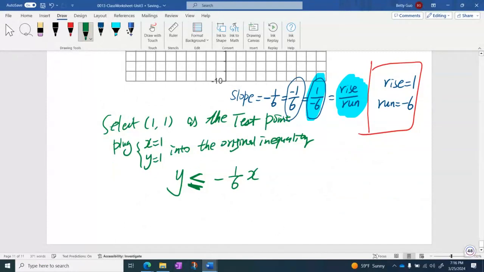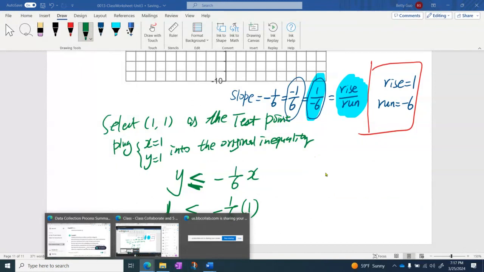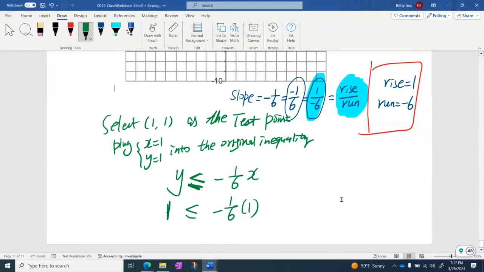Okay, so y is 1, x is 1, very convenient. This is 1 less than or equal to negative 1 over 6 times 1. I don't have any space, so I'm just right here. 1 is less than or equal to negative 1 over 6. It's pretty easy to determine if the statement is true or false.